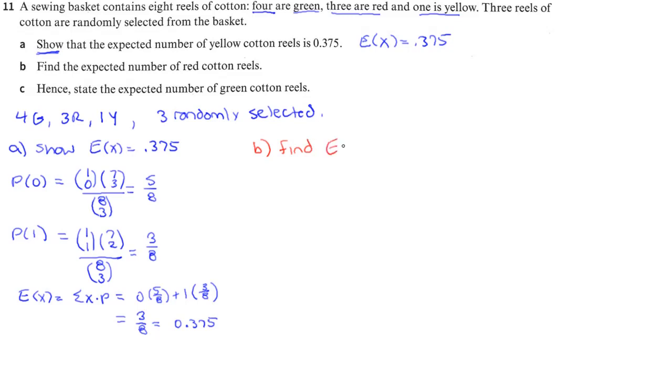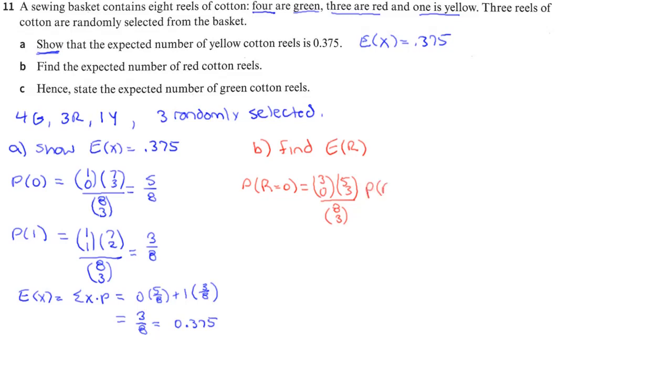Now, in part B, it says find the expected number of red reels. All right, so we're going to do pretty much the same thing. In this case, though, there are 3 reds, so that means we could get 0, 1, 2, or 3 red reels out. So we've got to find each probability, but we're going to do it the same way. To find the probability of it being 0, that's going to be choosing 0 of the 3 reds, and then I have to choose 3 out of the 5 others, and I'm going to divide by 8 choose 3.